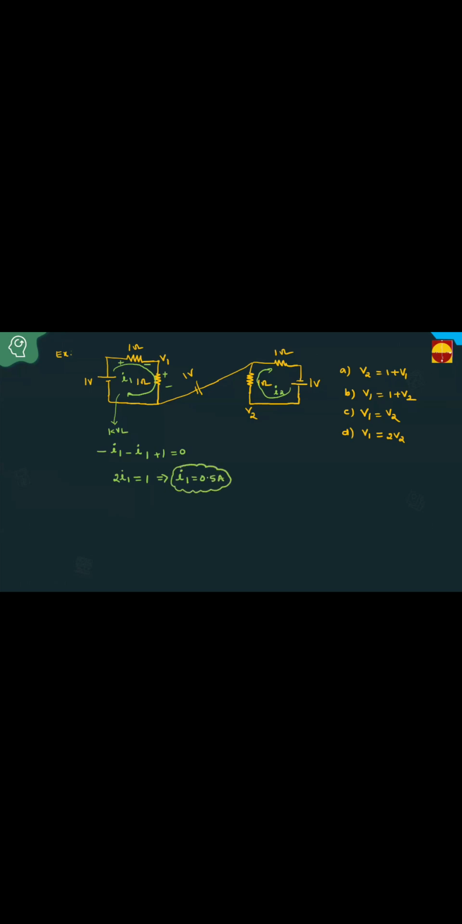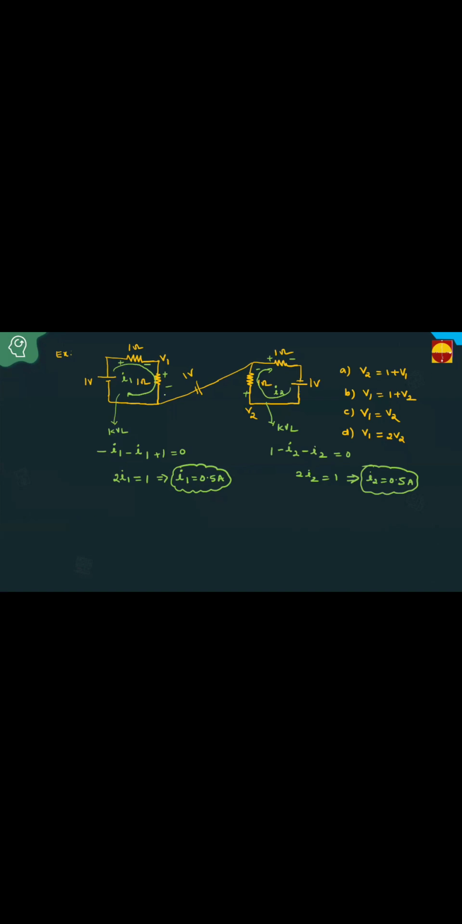Then can you try KVL here? Apply KVL in this loop. So it's negative to positive, plus minus, plus minus. This is minus I2, this is also minus I2, equal to 0. Then from this, 2I2 equals 1. What is I2? I2 equals 0.5. But you have to find the relation between V1 and V2.